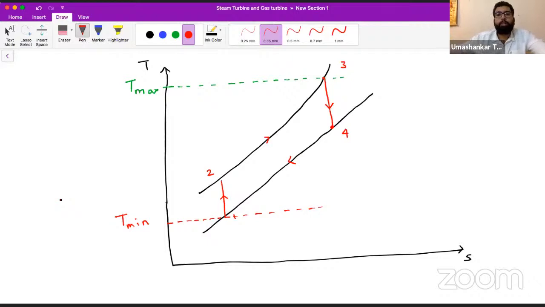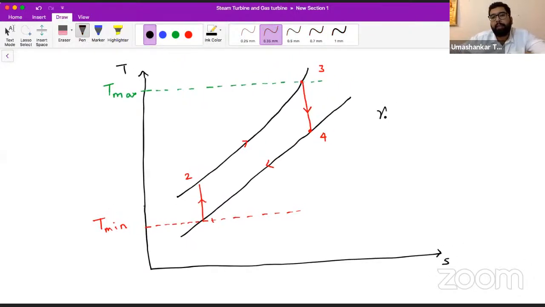So if you find the efficiency of it, let me write the formula here. This is the formula of efficiency we have developed for the ideal gas turbine cycle. Let us say the efficiency of this first cycle is N1.